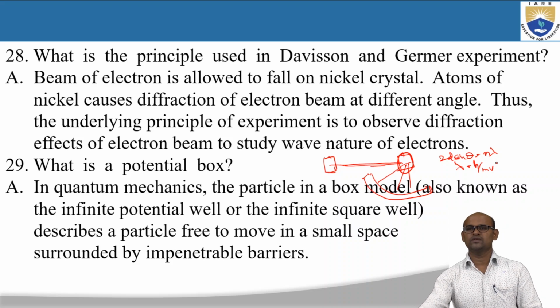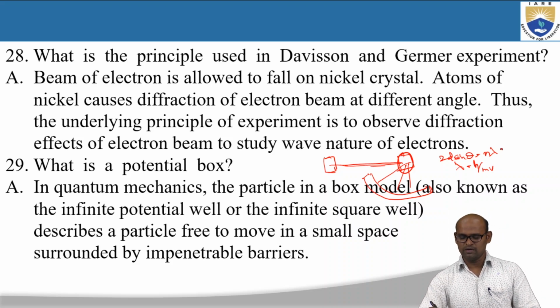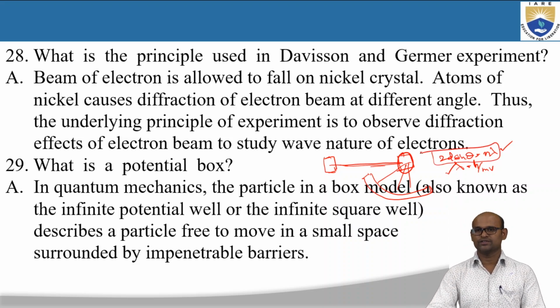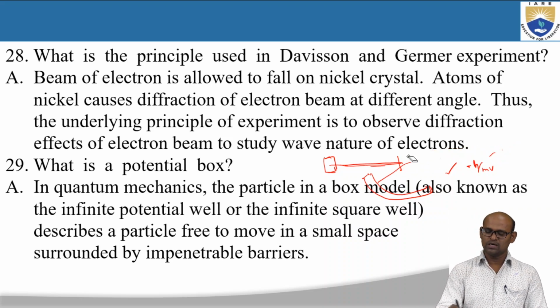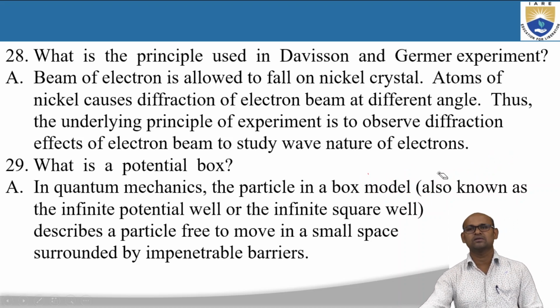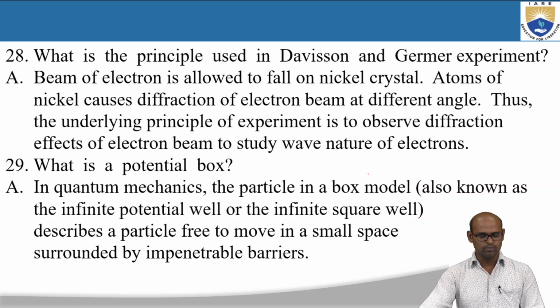Both of these, we find that the lambda from Bragg's equation and lambda from de Broglie's equation match very well. That means that only waves can have diffraction, but here we are using electrons. So we prove that electrons also behave as waves because the wavelength calculated using Bragg's equation is matching with the wavelength calculated with de Broglie's equation.